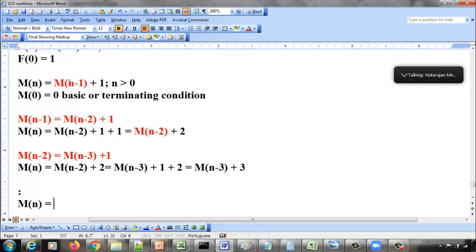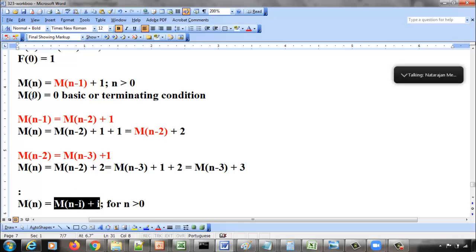If it is M of n minus 1 plus 1, or M of n minus 2 plus 2, or M of n minus 3 plus 3, so 3, 3, 2, n minus 2, 2, n minus 1, 1. So in general it is M of some n minus i plus i, and that's again for n greater than 0. So that's the more general format. We still need to solve for M of n using this M of n minus i plus i.